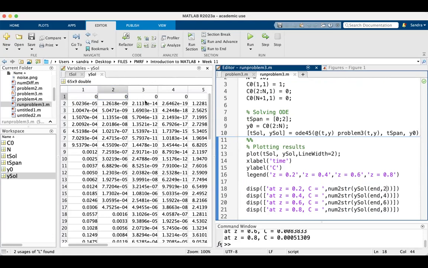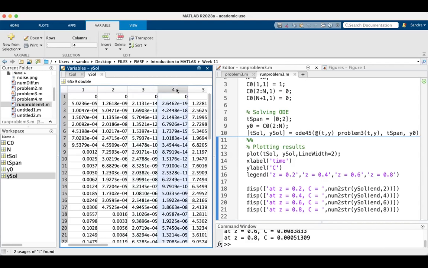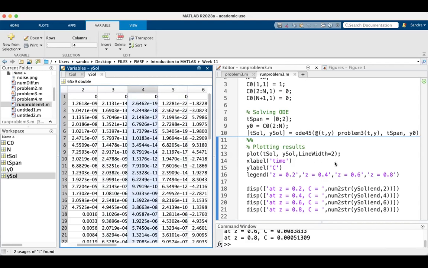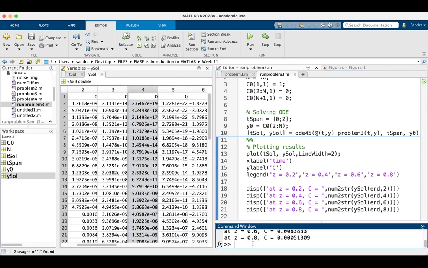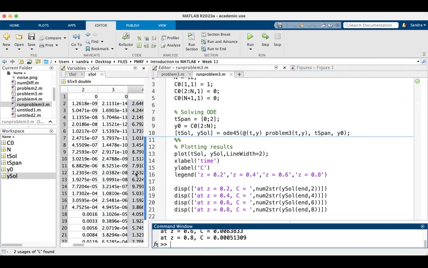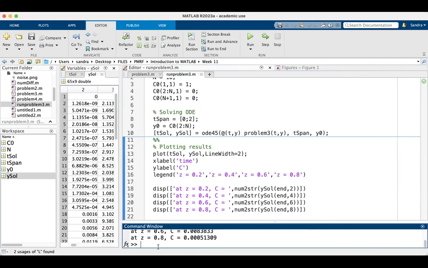If you look at, this is the 0.3 column, this is the 0.4 column. So for 0.4, you take the fourth column. Correspondingly for 0.6, you have to take the sixth column, and correspondingly for 0.8, you have to take the eighth column. Okay, so this is how you display. I hope you don't have any questions. Is it clear?